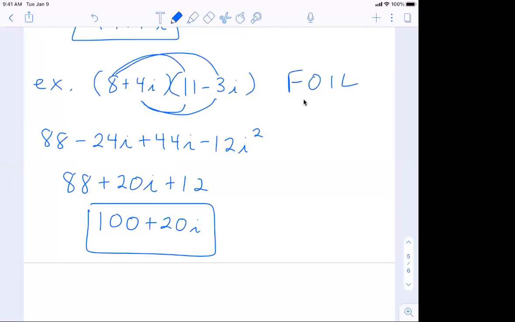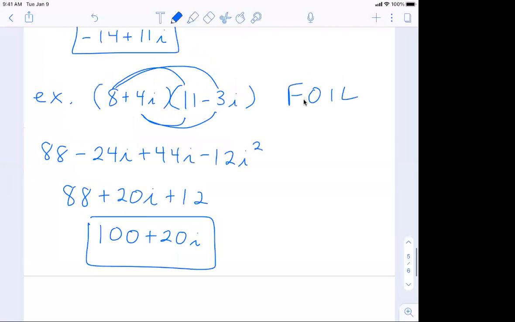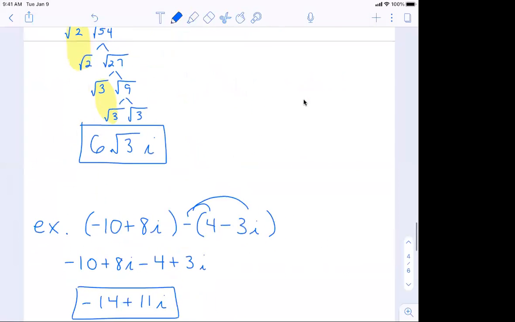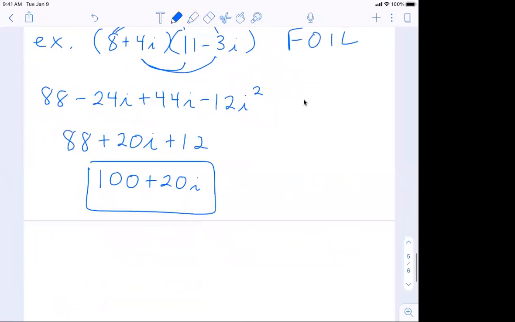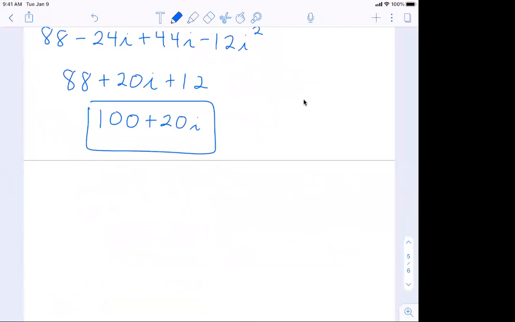Okay, any questions yet? Because I still have one more type of problem to do. All right, I'm going to keep rolling then, guys. Well, we did some addition and subtraction. We did some multiplication. We probably should do some division here.